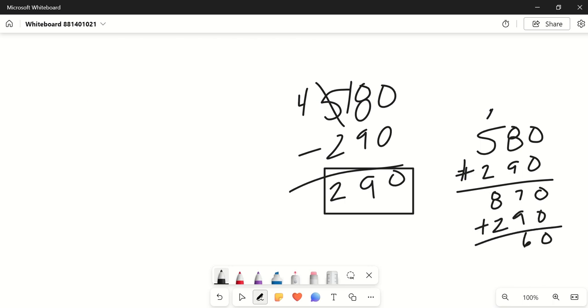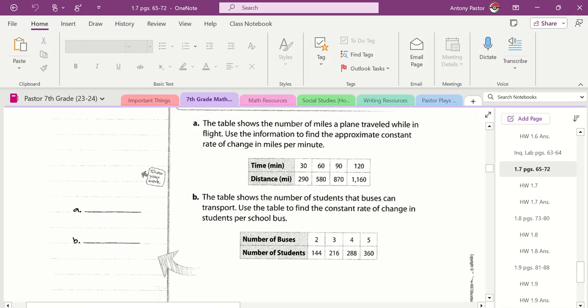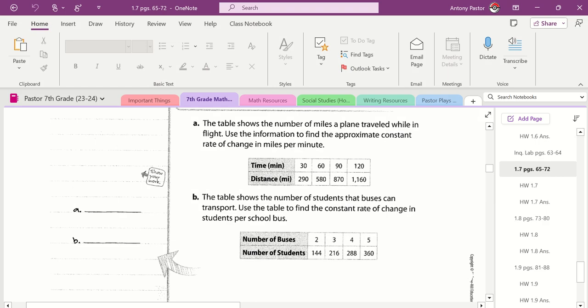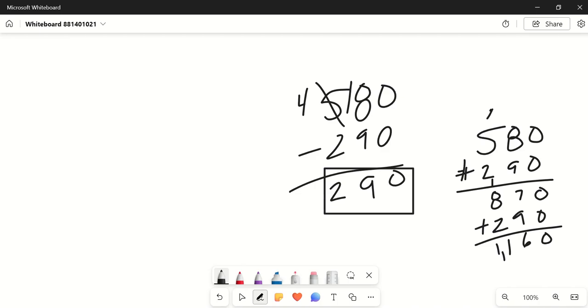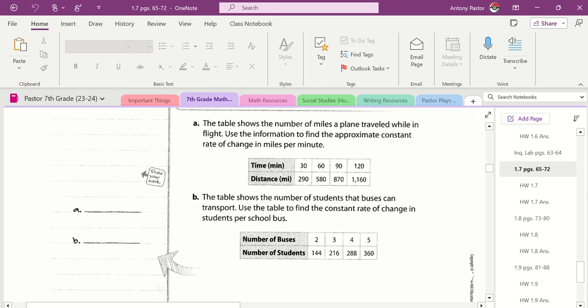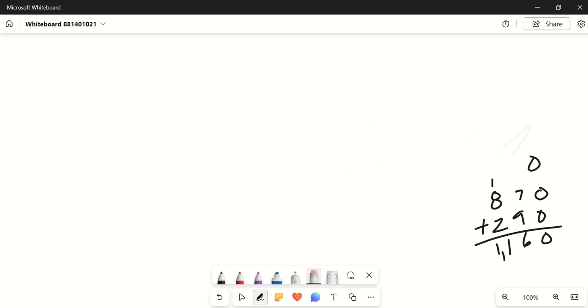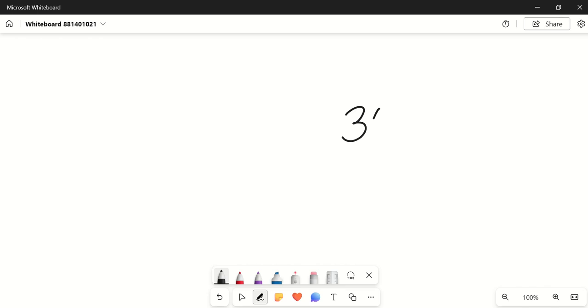This will be 16 carry, and this will be 1,160. I may have said the wrong number earlier. So 1,160, and it is 1,160. Therefore, it is going up by 290 each one. So we would take that 30 and that 290. We double check to make sure that this is a constant rate of change, which it is. So for every 30 minutes, they travel 290 miles.